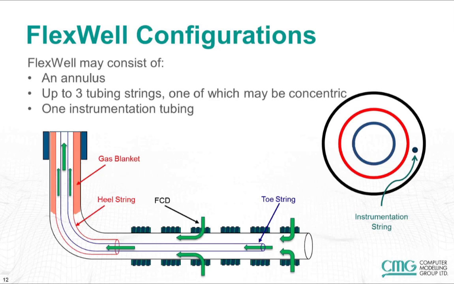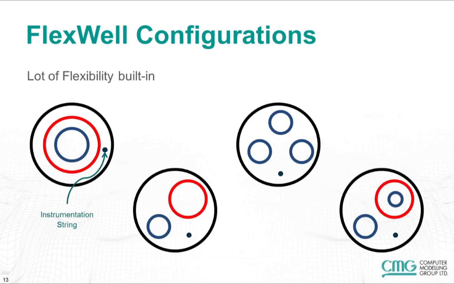FlexWell is able to handle a wide variety of combinations and configurations. It can handle up to 3 tubings, one of which may be concentric, and an additional instrumentation tubing also. There's a lot of flexibility built into FlexWell which helps us replicate the wellbore into the model. This slide shows us some of the configurations that FlexWell is able to model.